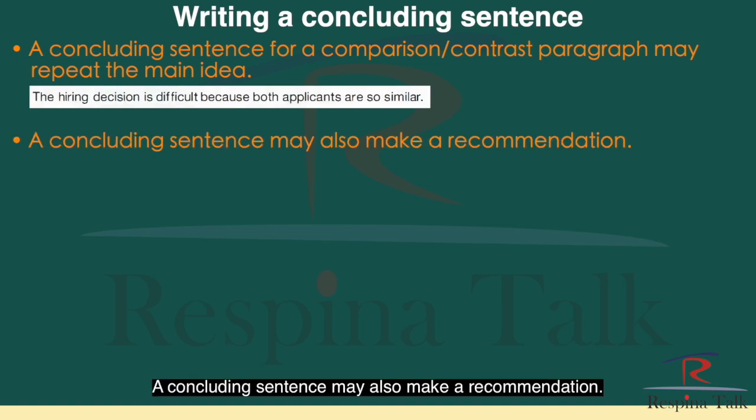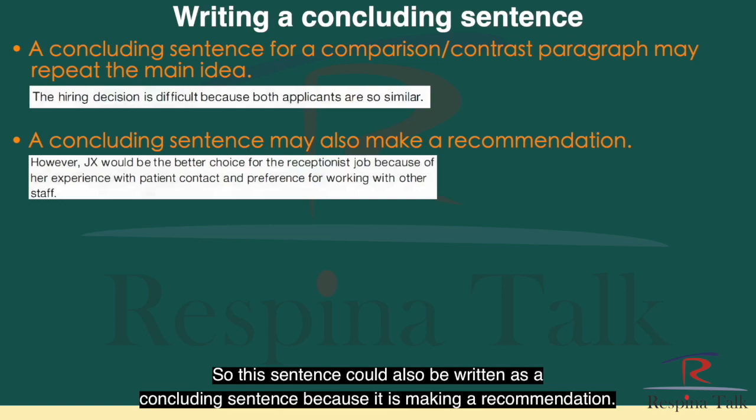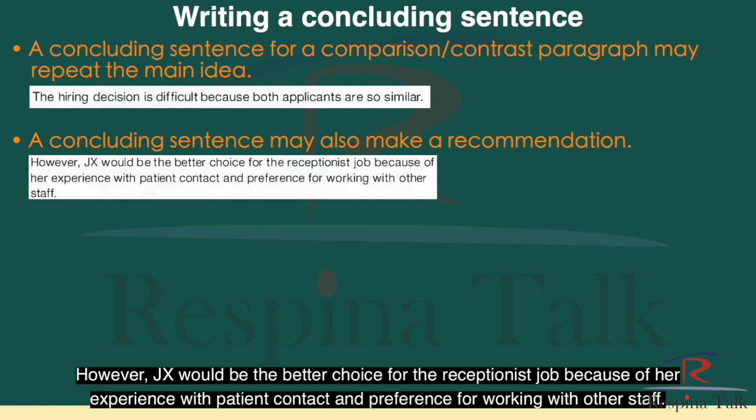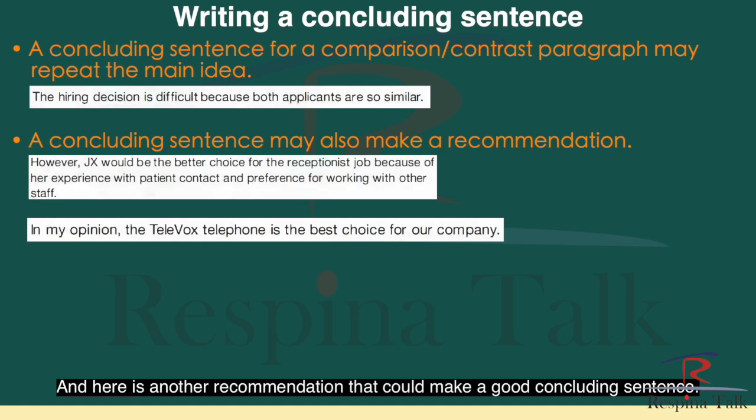A concluding sentence may also make a recommendation. So this sentence could also be written as a concluding sentence because it is making a recommendation. For example, however, JX would be the better choice for the receptionist job because of her experience with patient contact and preference for working with her staff. And here is another recommendation that could make a good concluding sentence. In my opinion, the Televox telephone is the best choice for our company.